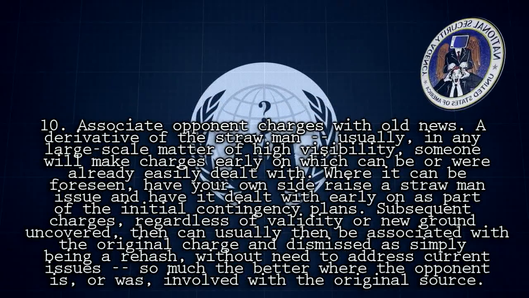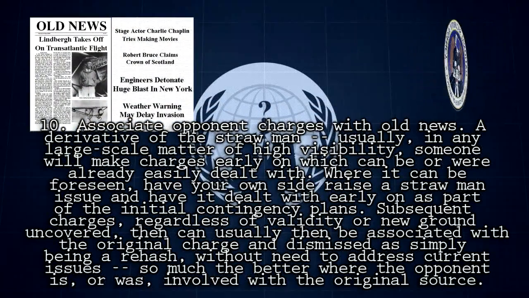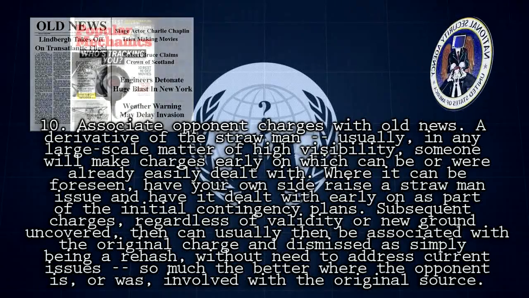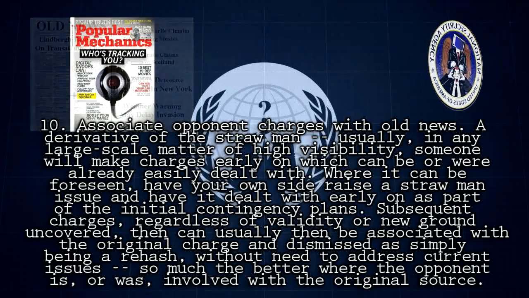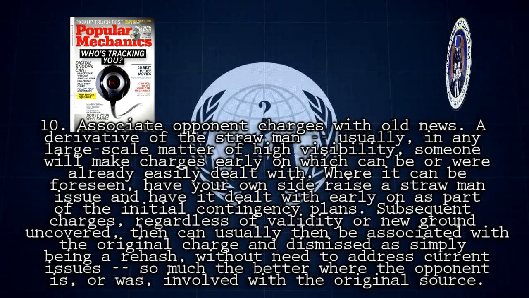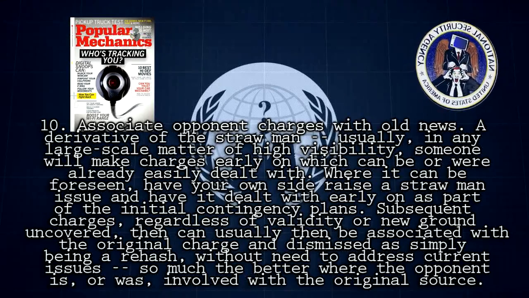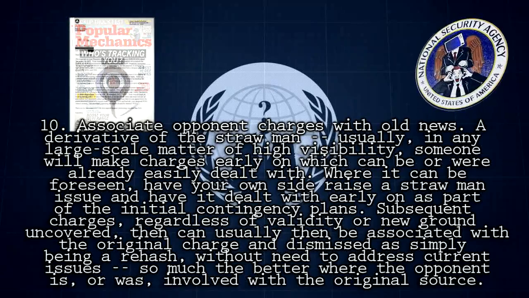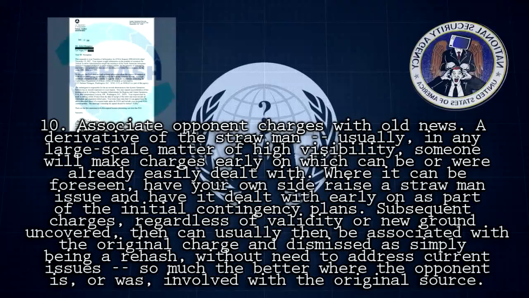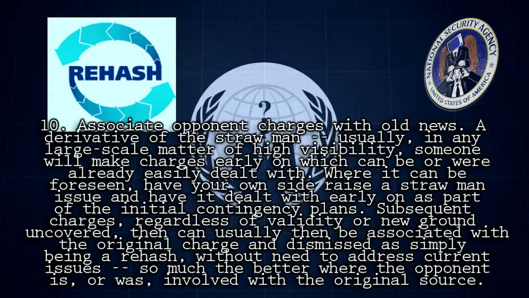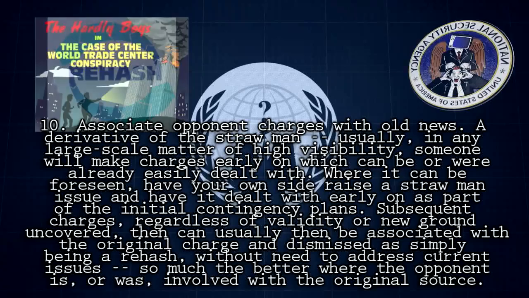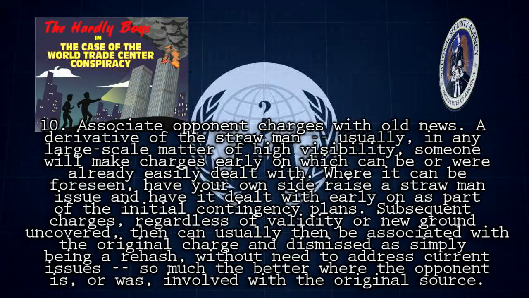A derivative of the straw man. Usually, in any large-scale matter of high visibility, someone will make charges early on which can be or were already easily dealt with. Where it can be foreseen, have your own side raise a straw man issue and have it dealt with early on as part of the initial contingency plans. Subsequent charges, regardless of validity or new ground uncovered, can usually then be associated with the original charge and dismissed as simply being a rehash, without need to address current issues. So much the better where the opponent is, or was, involved with the original source.